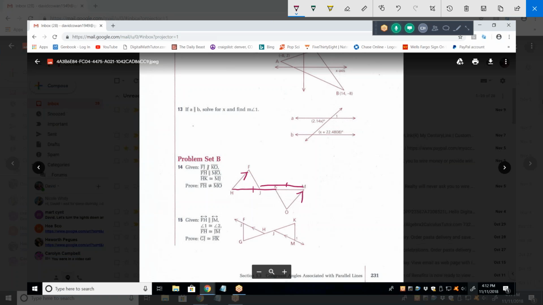Doesn't it say prove FH is not congruent to MO? You're right. It does say that. Wow. That could be more difficult to prove.